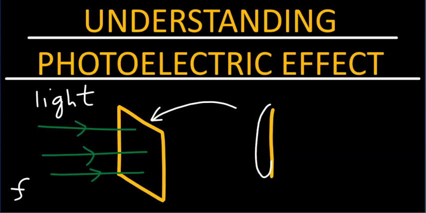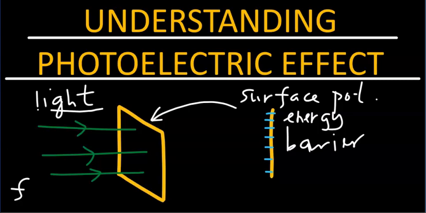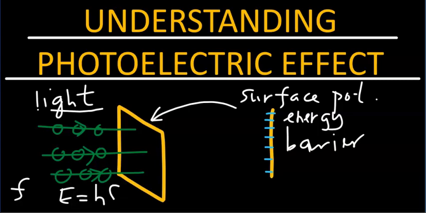Right on the surface of this metal, there are electrons, and these electrons are bound in the metal. They are bound there by a surface potential energy barrier. This beam of light that is hitting the metallic surface consists of small bundles of energy called quanta or photons. Let's imagine them to be like that. Each would carry an energy equivalent to the Planck constant times the frequency.